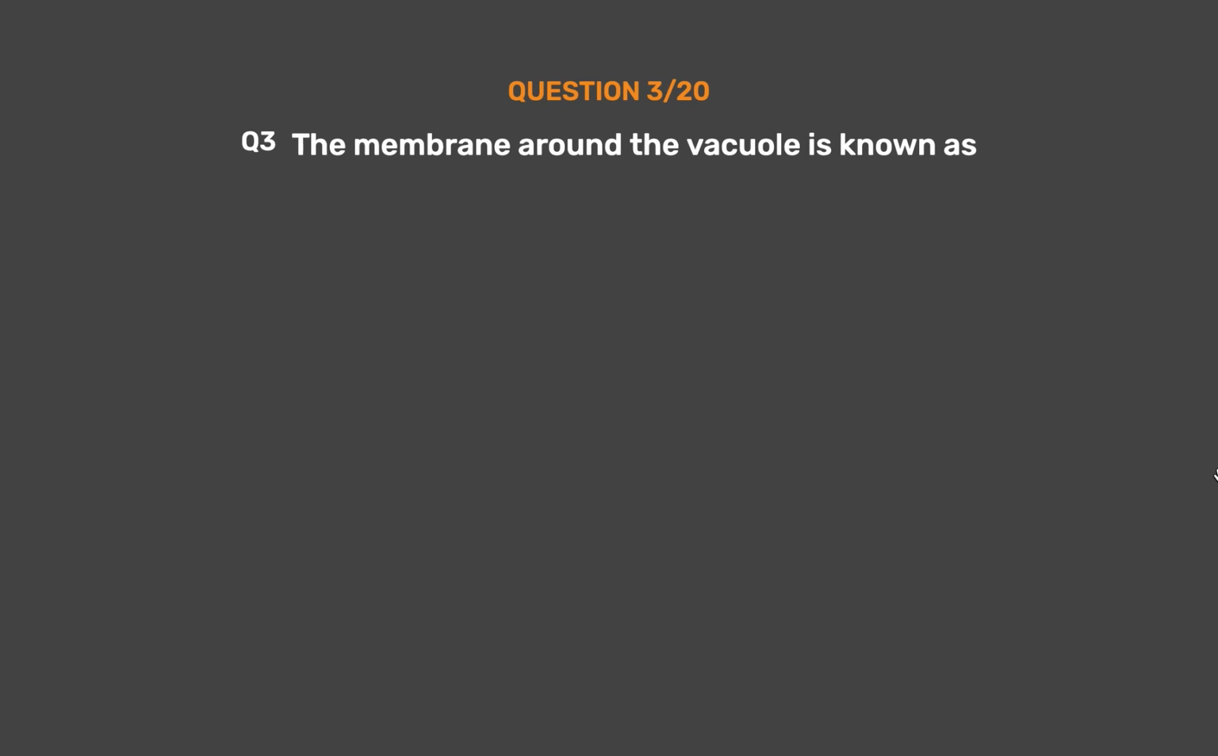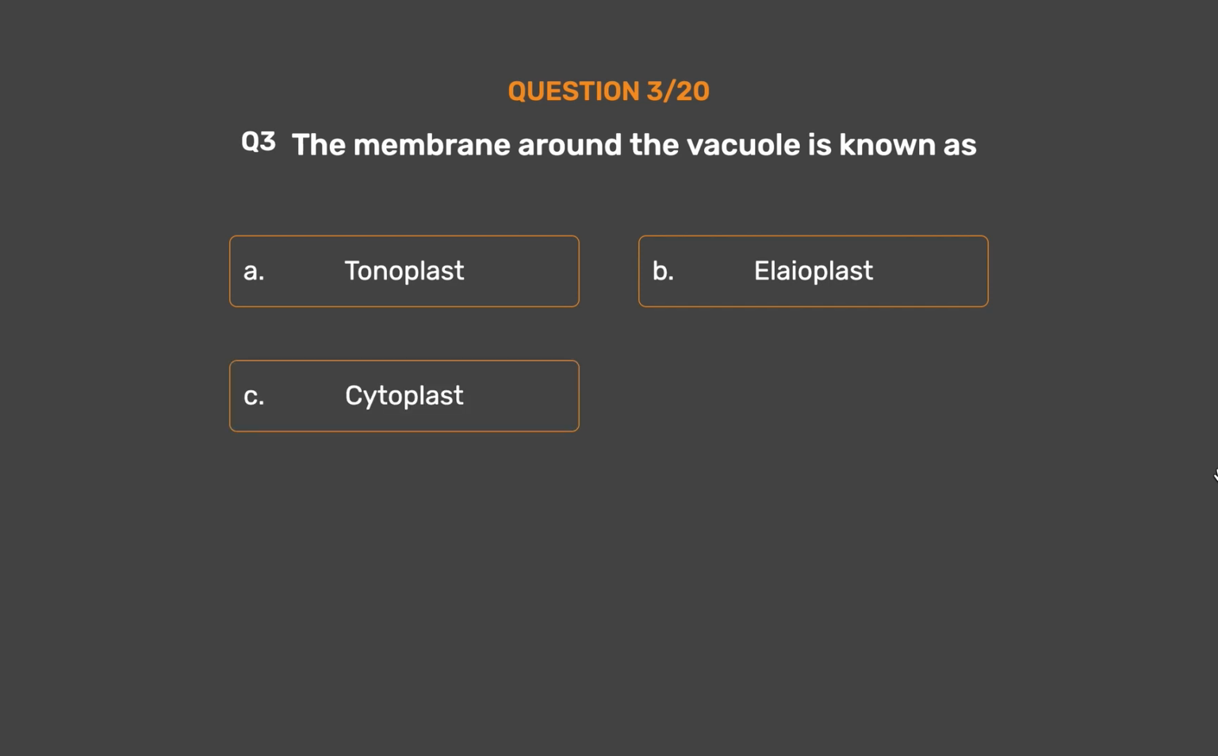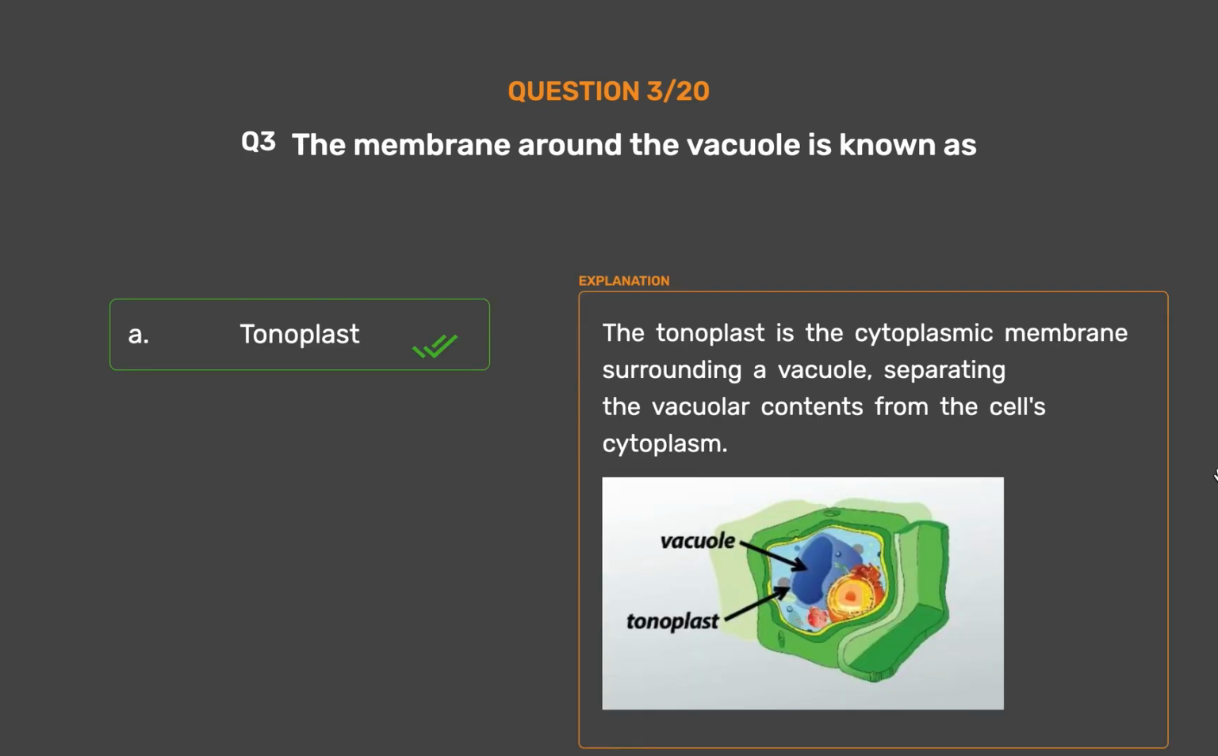Question number 3. The membrane around the vacuole is known as Option A. Tonoplast. Option B. Elaioplast. Option C. Cytoplast. Option D. Amyloplast. The correct answer is Option A. Tonoplast. The tonoplast is the cytoplasmic membrane surrounding a vacuole, separating the vacuolar contents from the cell's cytoplasm.